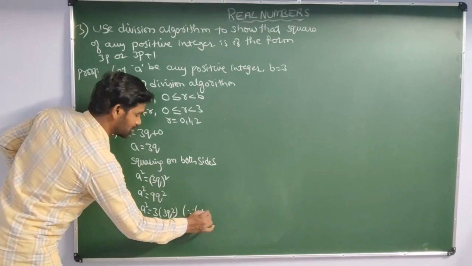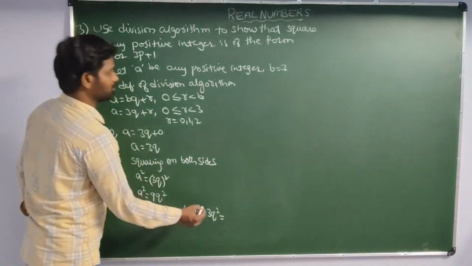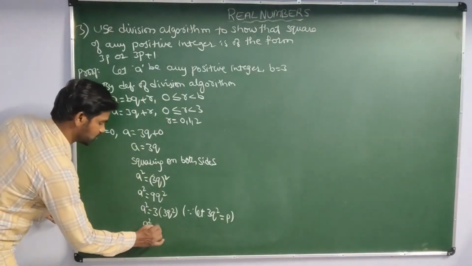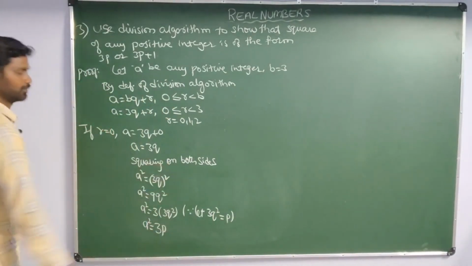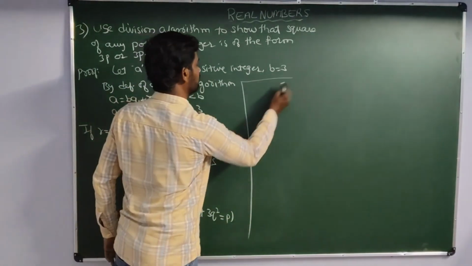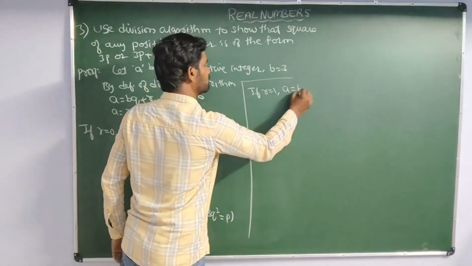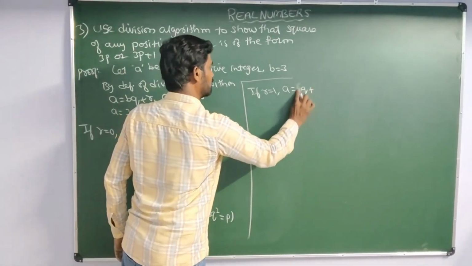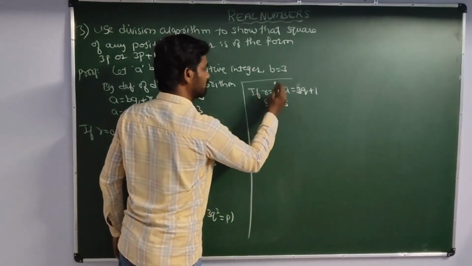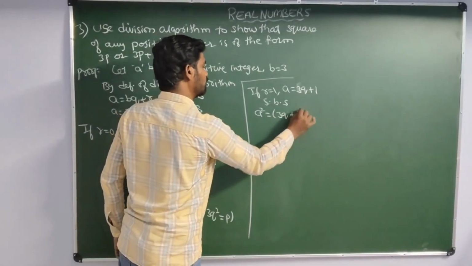So let 3q square, I consider that as p. So what does our equation become? a square is equal to 3p. In the same way, next one, if r is equal to 1, our equation becomes a is equal to 3q plus 1. Squaring on both sides, that is a square is equal to 3q plus 1 whole square.